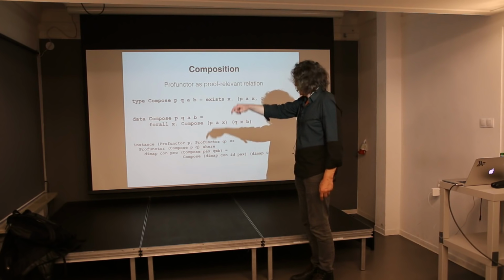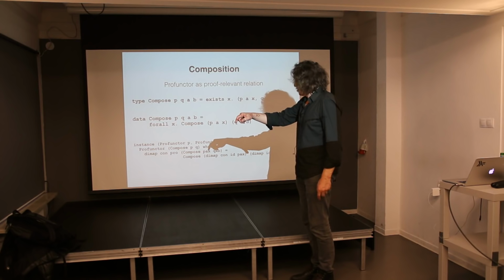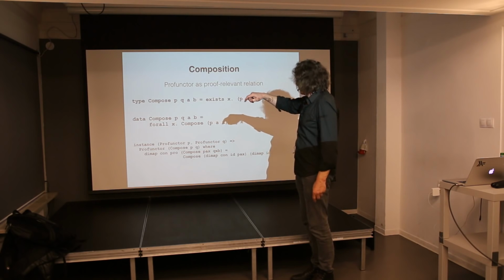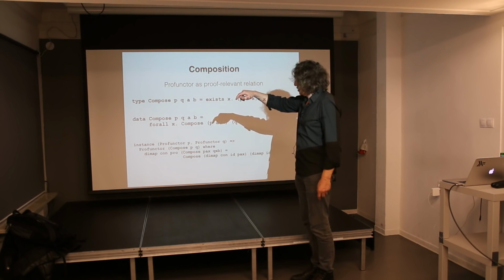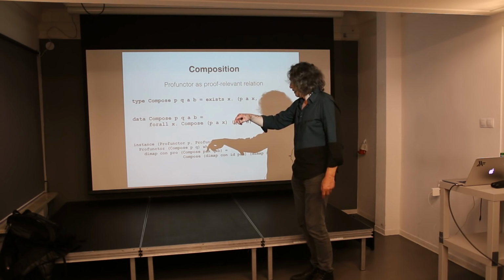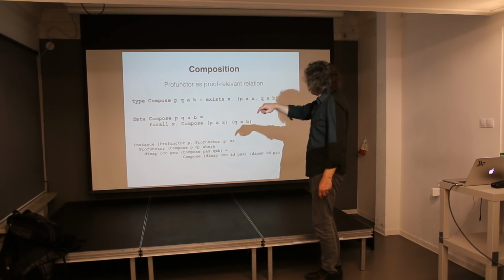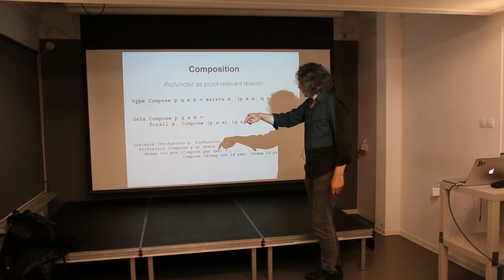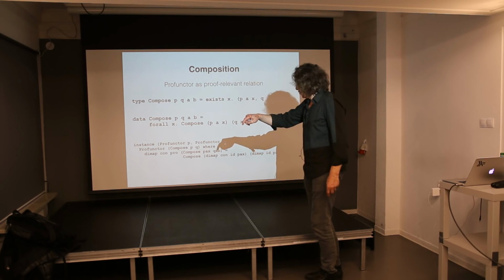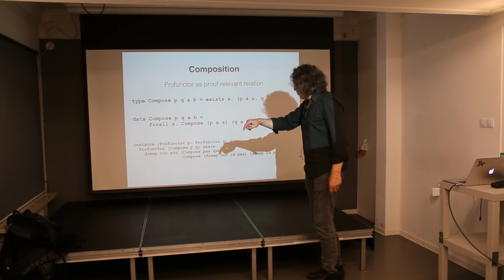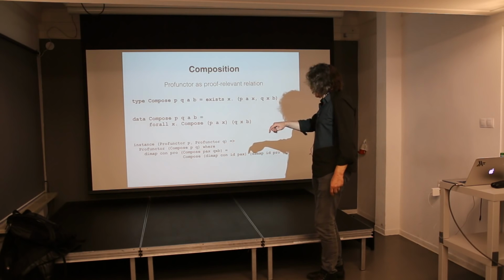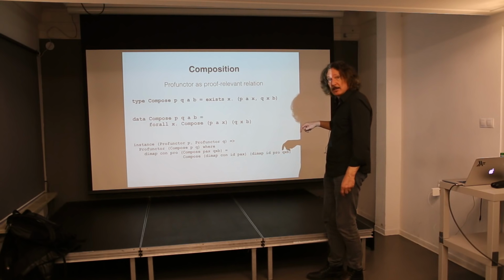P A X is a type. This is a type, P A X. P acting on A and X produces a new type. This is an element of this type. Q X B is an element of this type, right? So I have these two elements. Now I can apply dimap to P A X and I can apply dimap to Q X B, right?